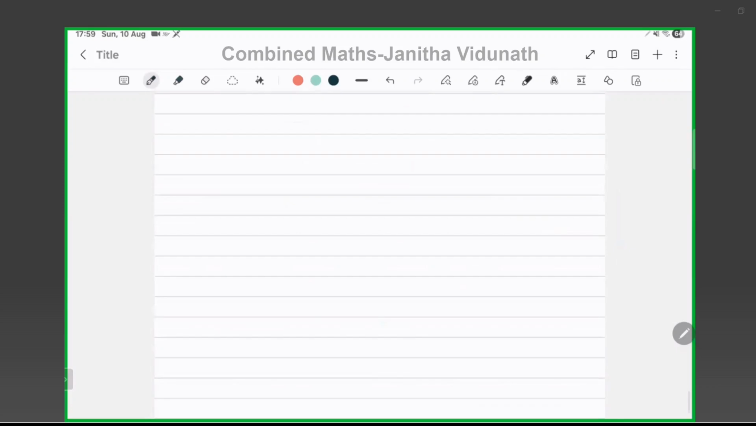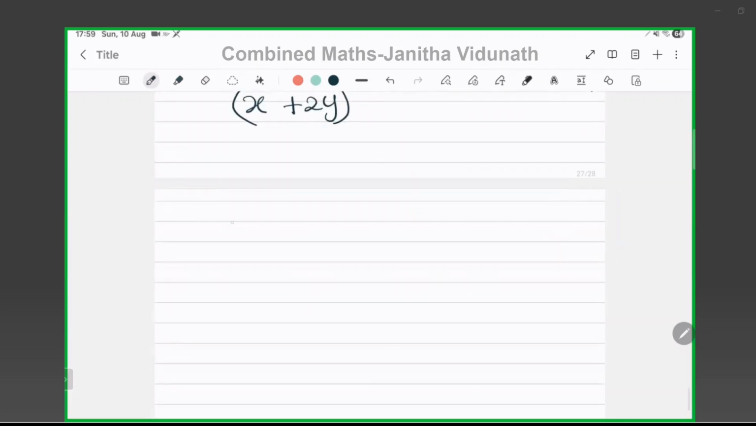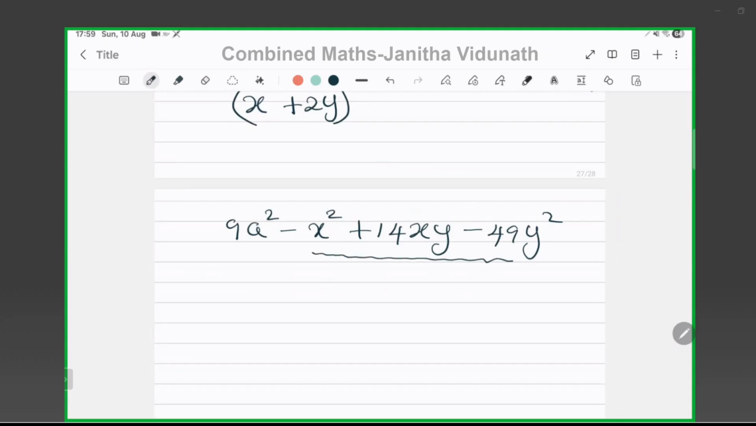I will do another example like this. Think we have 9a square minus x square plus 14xy minus 49y square. Here, by going through these terms, we can see this is a square term and this is also a square term. Then we can think of this as consisting of plus or minus 2 times the two terms.